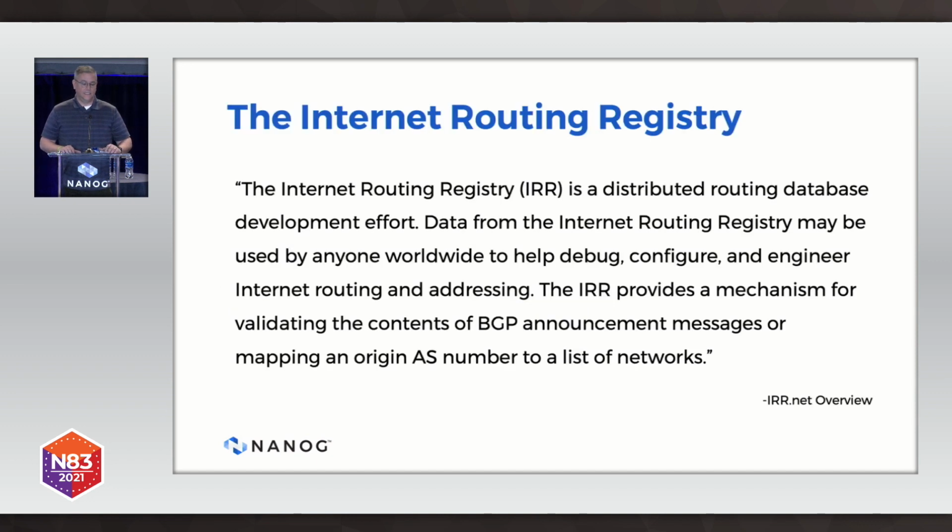So I unfortunately will read this entire definition for those who may or may not know what the IRR is. The Internet Routing Registry, or IRR, is a distributed routing database development effort. The data from the IRR may be used by anyone worldwide to help debug, configure, and engineer Internet routing and addressing. The IRR provides a mechanism for validating the contents of BGP announcement messages or mapping an origin ASN number to a list of networks. There's a whole lot of words there. There's maybe some confusion there.